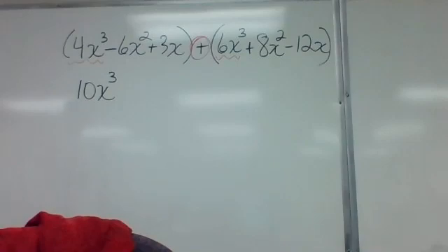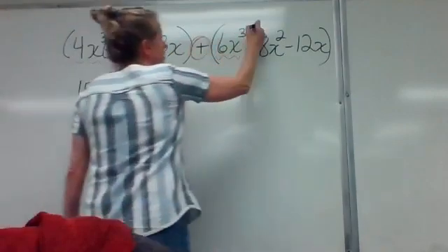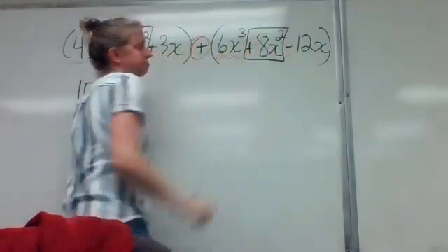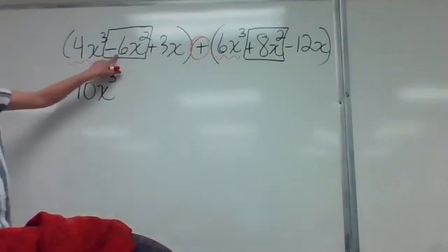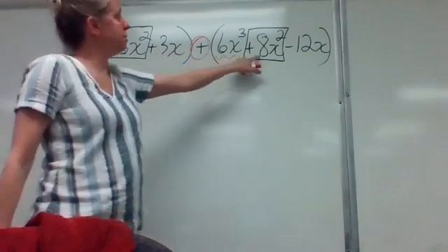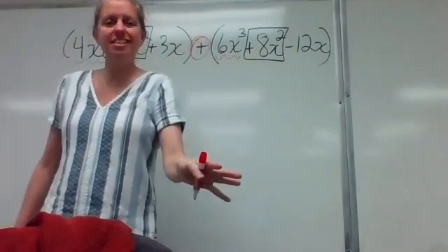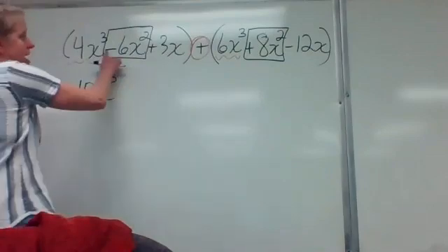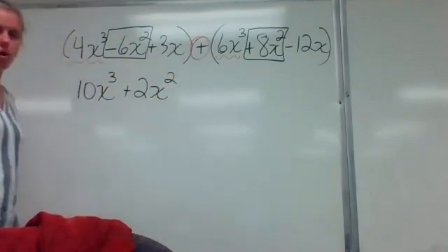Then my squareds. Let's see, here's a squared, and here's a squared. So let's see, I've got negative 6x squareds here, plus 8x squared. So I've got a negative 6 plus 8, which gives me positive 2x squareds.